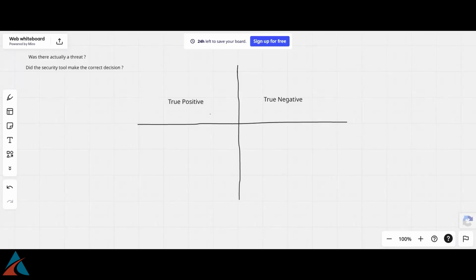See, there is a very thin line between these two terms, positive and negative. What you should focus on is true. Is the condition matching? Yes. In the first one, it is correctly detecting, therefore an alert was raised. In the second one, there was no problem, there was no threat, and again it is working as per expectation, therefore it is true. It is just a case of whether it is positive or negative.